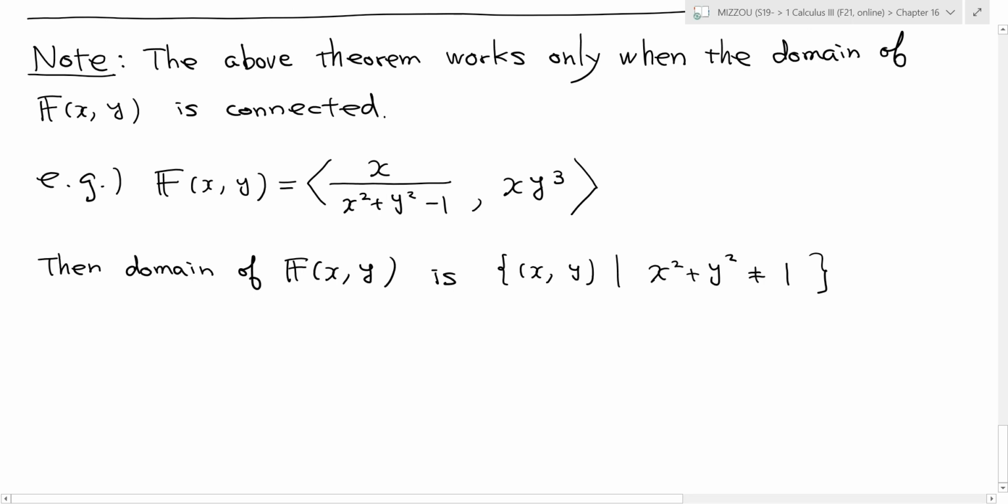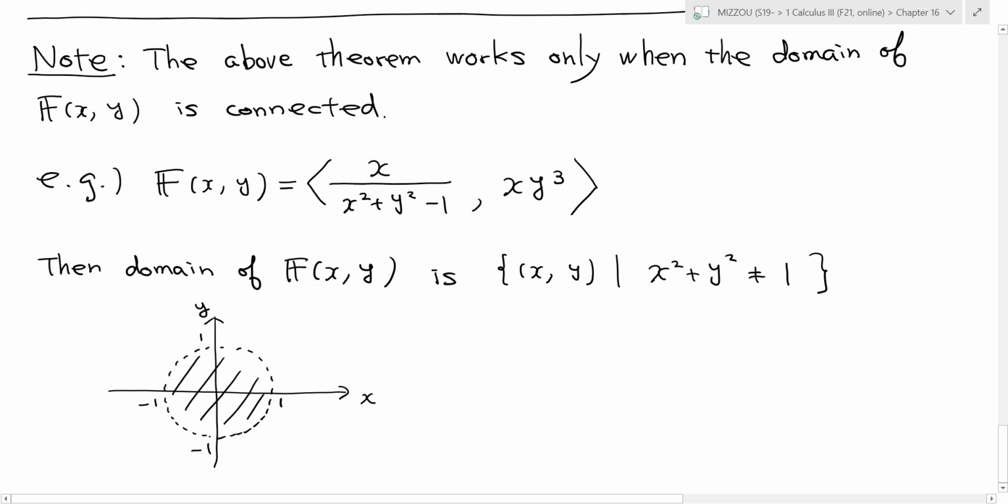Okay, so that's the domain. And pictorially, it's basically everything except the circle with radius 1. So you have to exclude the circle with radius 1 from the domain. Everything strictly inside the circle is in the domain, and everything strictly outside the circle is also in the domain. But all the points on the circle cannot be in the domain.